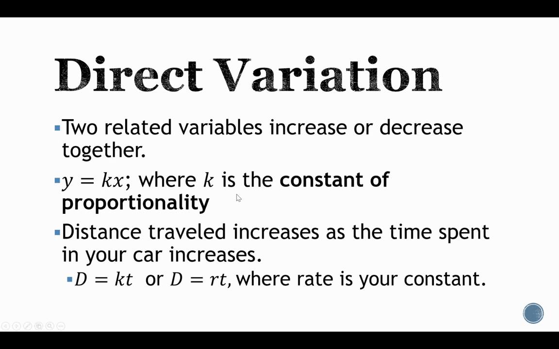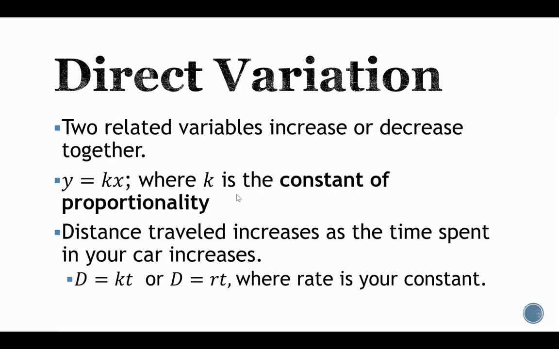First things first, direct variation. Two related variables increase or decrease together. You'll notice this is a multiplication style. So y equals kx. K is some kind of constant of proportionality. So in a lot of these examples, you'll see the letter K. K is kind of a constant, some kind of known amount or known portion of the problem.